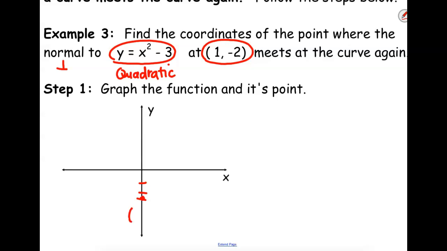Here's our quadratic function graphed out as such. Then there's a point x comma y at over 1 down 2. Okay, and that point.